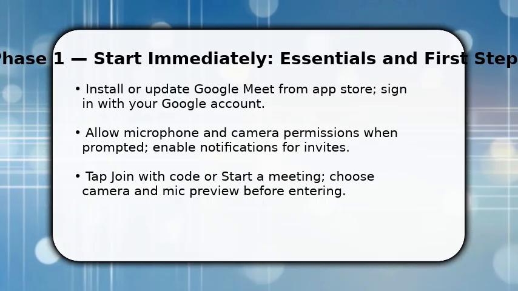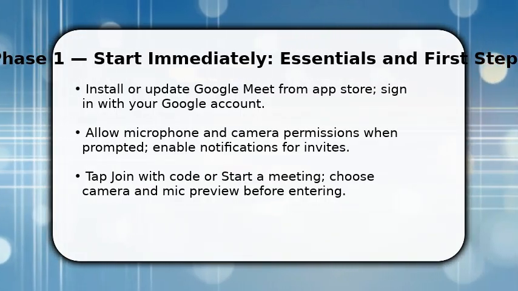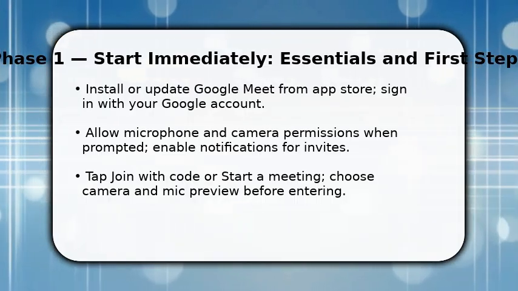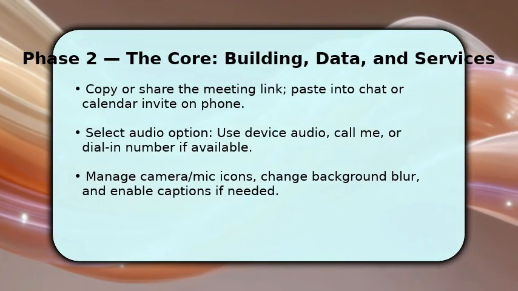Then tap Join with a code if you have one, or tap Start a Meeting to create a link. Notice the preview screen, check camera angle and mic level. This prevents surprises once participants join. Once you have the meeting link or code, tap it to join.